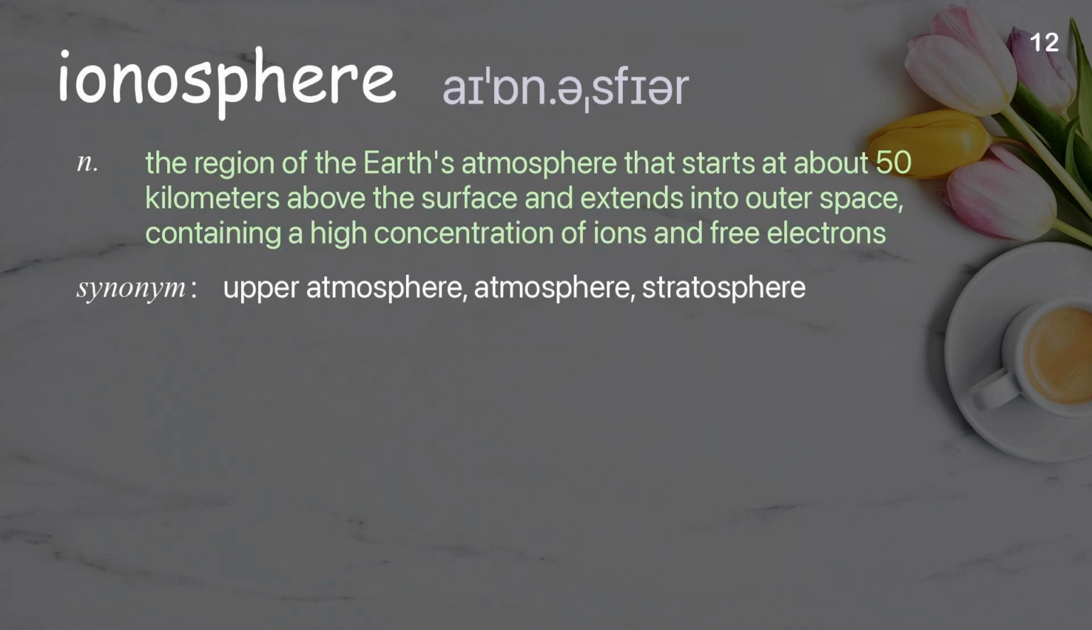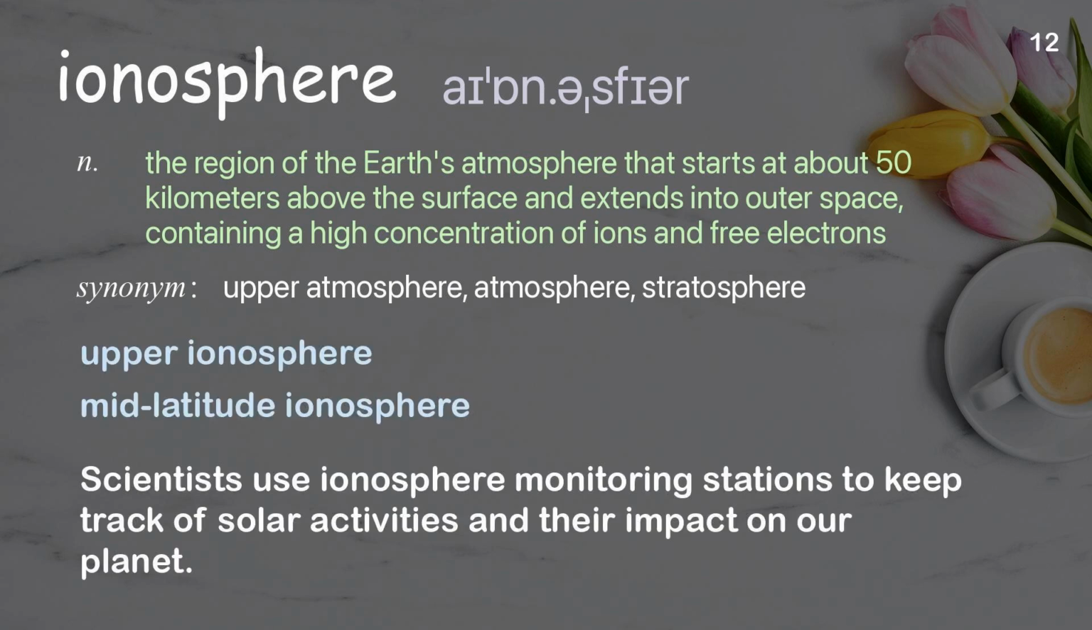Ionosphere. The region of the Earth's atmosphere that starts at about 50 kilometers above the surface and extends into outer space, containing a high concentration of ions and free electrons. Examples: Upper ionosphere, mid-latitude ionosphere. Scientists use ionosphere monitoring stations to keep track of solar activities and their impact on our planet.